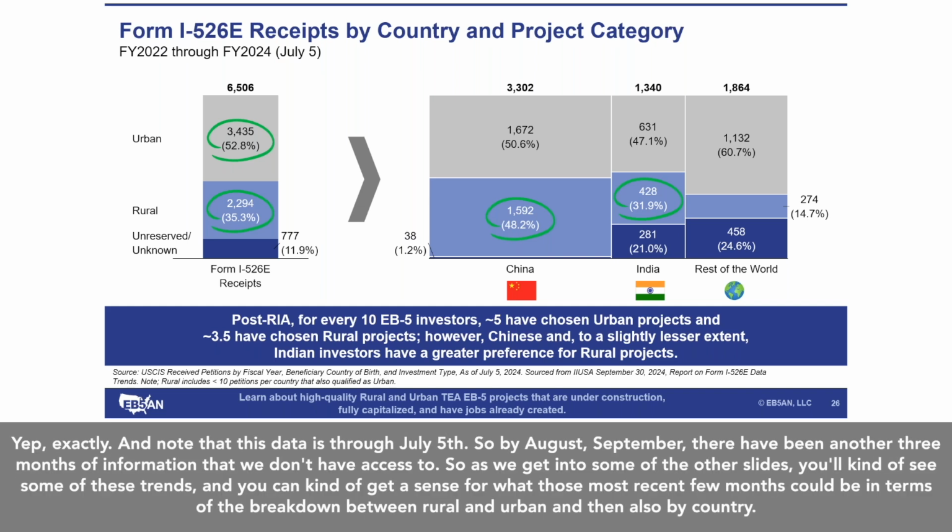Yep, exactly. And note that this data is through July 5th. So by August, September, there have been another 3 months of information that we don't have access to, right? As we get into some of the other slides, you'll see some of these trends, and you can get a sense for what those most recent few months could be in terms of the breakdown between rural and urban, and then also by country.